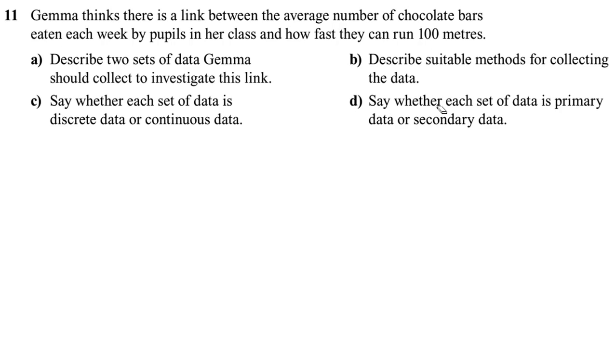Question D, say whether each set of data is primary data or secondary. The average number of chocolate bars would be primary because she's actually designing a questionnaire and she's asking them to fill it up. So she's the one obtaining this. As for the speed, how fast they're doing 100 meters, will again be primary because she's taking them to the field and she's just timing them herself. So that's going to be primary.